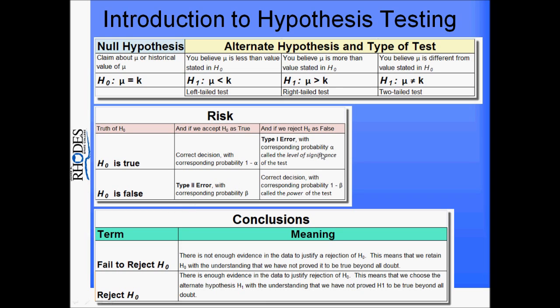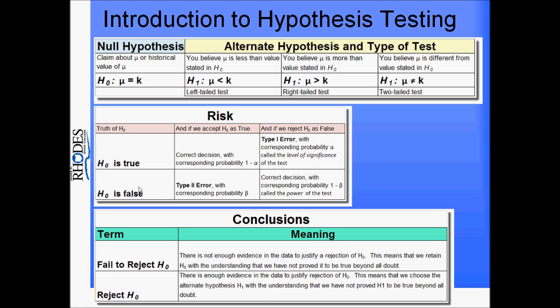And alpha, a lot of times, I mentioned that you might have 95% confidence. That's what this is. 95% confidence here is 1 minus alpha. So with 95% confidence, your alpha is 0.05. So your level of significance is 0.05. That's just an example.